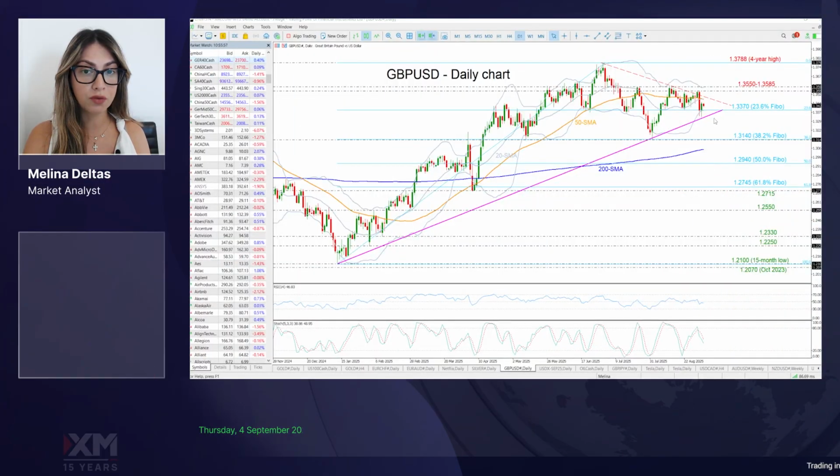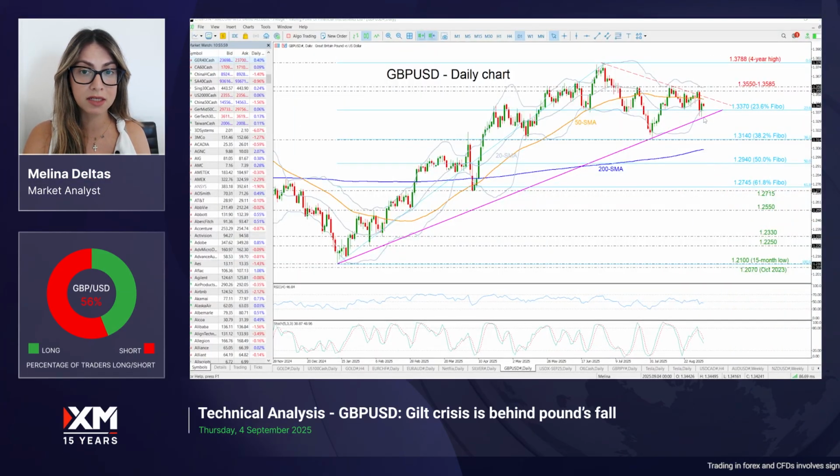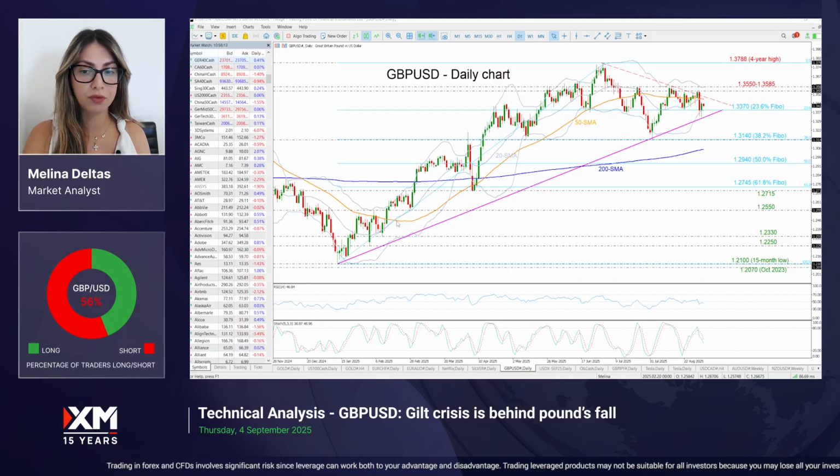So starting from GBPUSD, we can see that the price, after the strong selling interest that we had earlier this week, rebounded off this long-term uptrend line and is currently holding above the 23.6% Fibonacci retracement level of the up leg from 1.21 to 1.3788 at 1.3370. We can also see that the Bollinger Bands are squeezing, and that is indicating that we may see some more boost in the market. We may see some steeper movements.